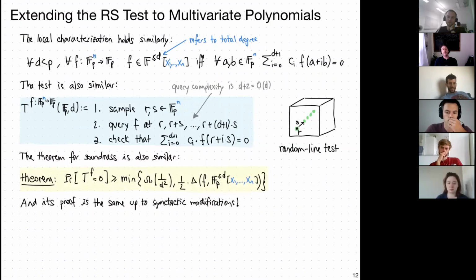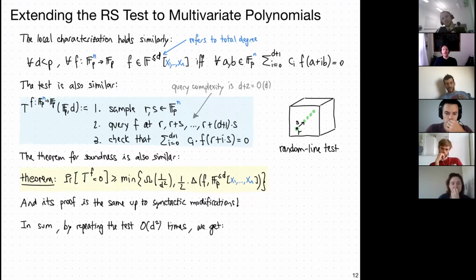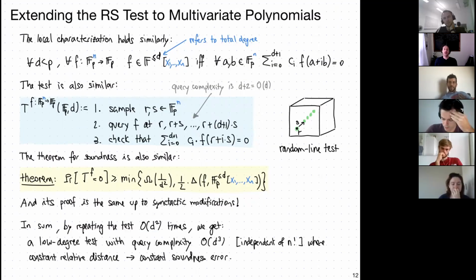Okay, so just to say that the theorem for soundness looks exactly similar, and the proof is exactly the same up to adding the power of n everywhere. So it's the absolute exact same proof. You have it in the notes, but you see that it's absolutely the same. And then all we have to do is repeat the test d² times, and we get a low-degree test with query complexity of d³, which is completely independent of the dimension. So the higher the dimension, the happier we are.